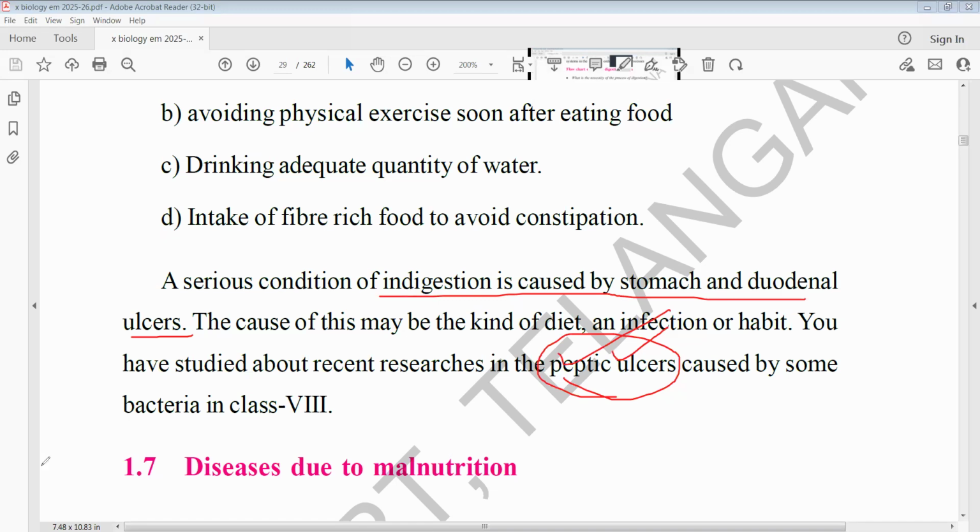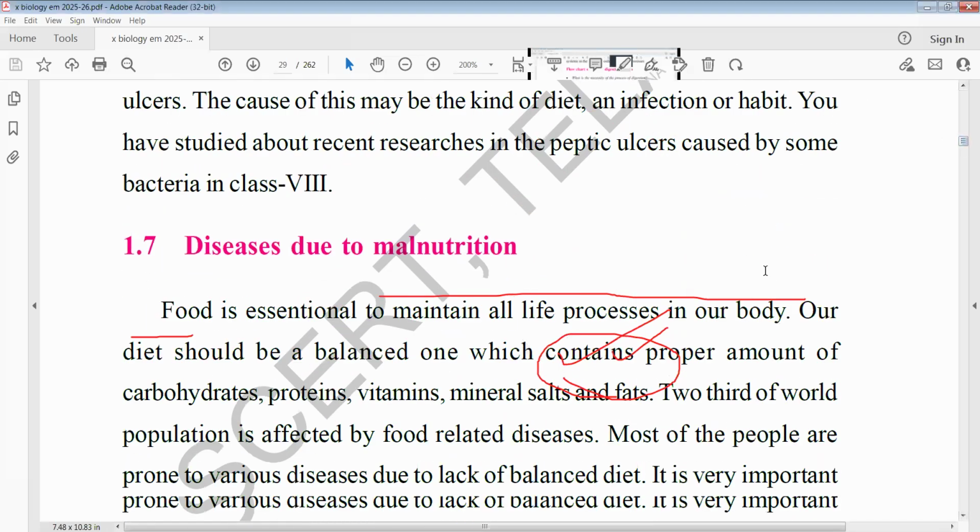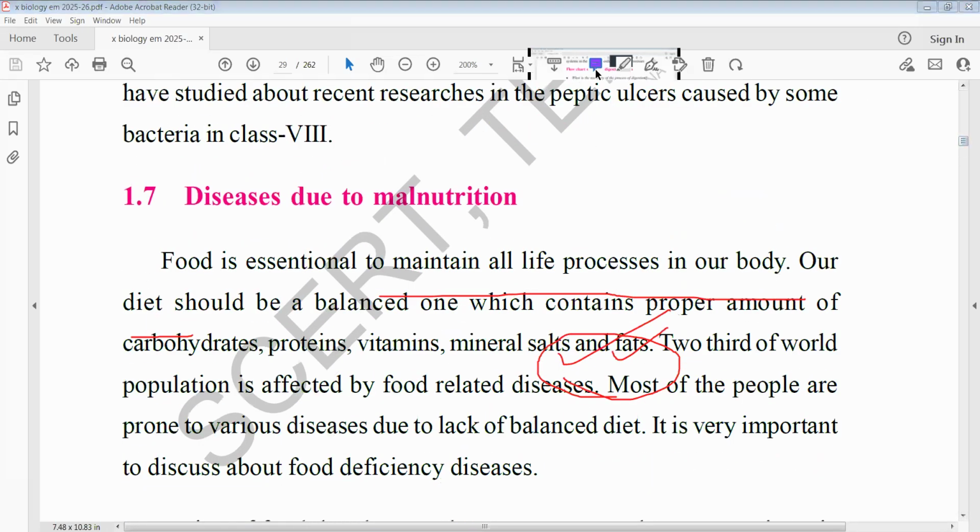So now we are going to discuss the most important topic at examination level. So let us choose the correct answer. Sometimes short answer questions also will come. So malnutrition. Malnutrition means eating a food that does not contain required nutrients. That is, it leads to malnutrition.